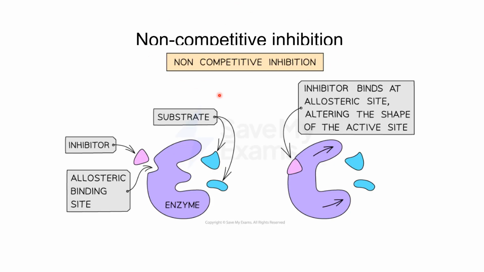Non-competitive inhibitors, on the other hand, bind to an alternative site on the enzyme which is not the active site. These sites are called allosteric sites. Binding to the allosteric site will lead to conformational changes in the active site of the enzyme, such that the substrate can no longer bind to the active site.